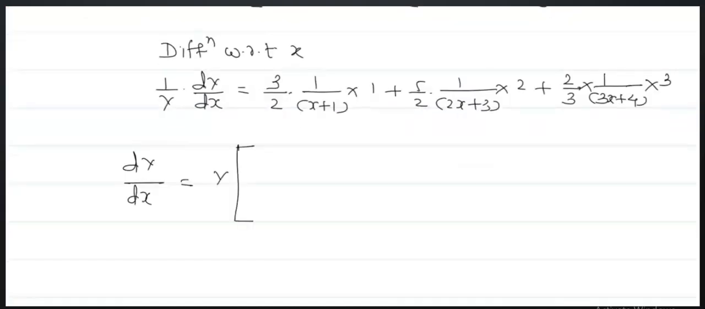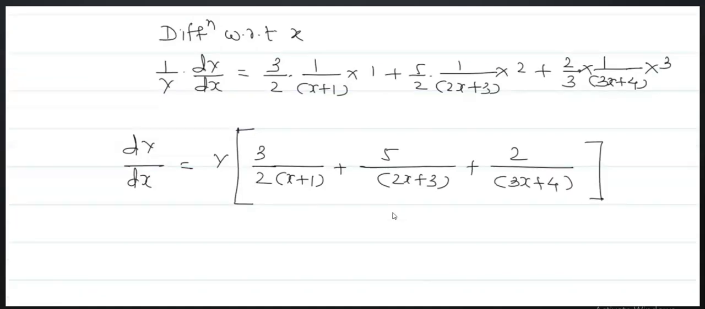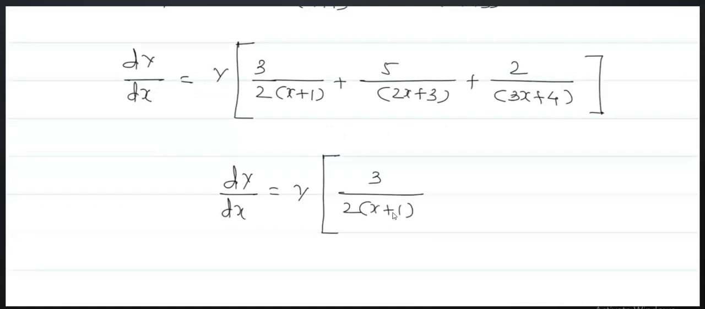dy by dx is equal to y into 3 upon 2 in bracket (x plus 1) plus 2 upon 3x plus 4. And this is the dy by dx. We substitute the value of y. That is the dy by dx.